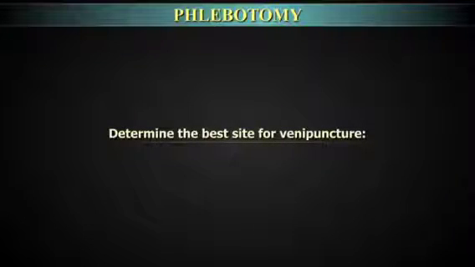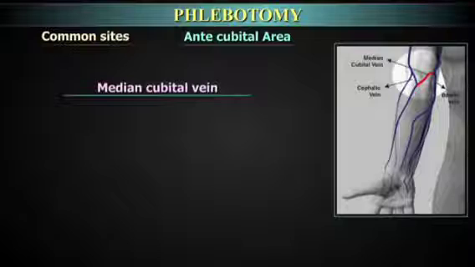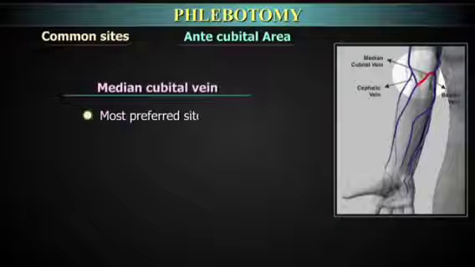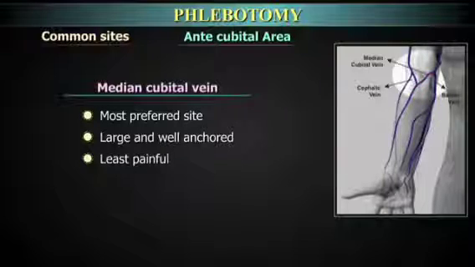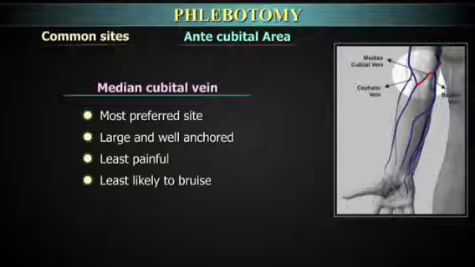Determine the best site for venipuncture. The common sites are in the antecubital area. Median cubital vein is the most preferred site as it is large, well anchored, least painful, and least likely to bruise.